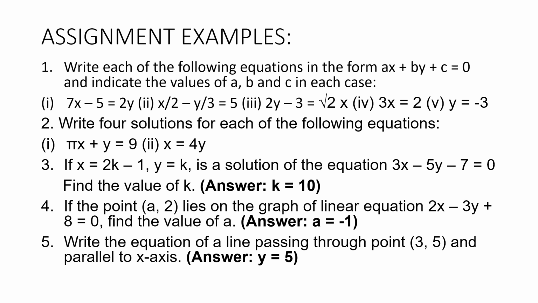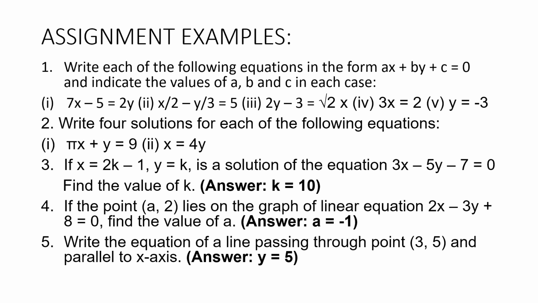Third example, if x = 2k - 1, y = k is a solution of the equation 3x - 5y - 7 = 0, find the value of k. We have done a similar example. k is 10. Fourth one, if the point (a, 2) lies on the graph of the linear equation 2x - 3y + 8 = 0, find the value of a. Again over here, put the values of the point in the equation and you will get the value of a as -1.